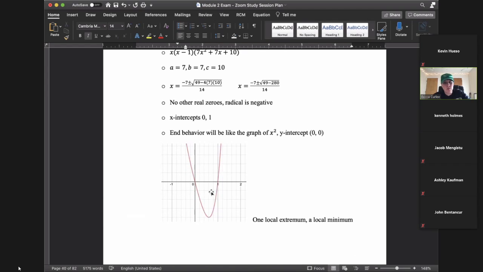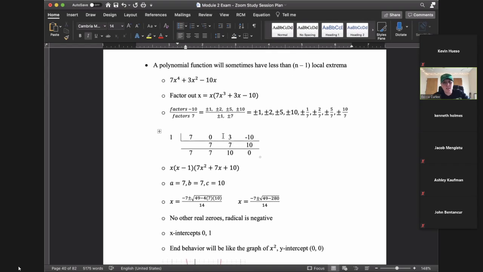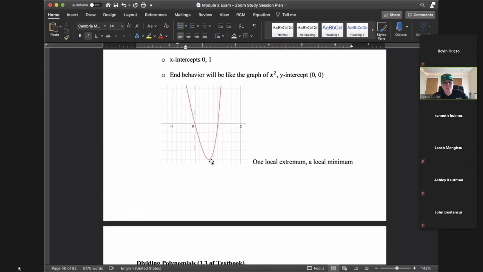So then we can graph it. We've got 1 local extremum, a local minimum. That's the only 2 x-intercepts that we had. So even though it's a degree 4, sometimes it'll have less than 3 local extrema.